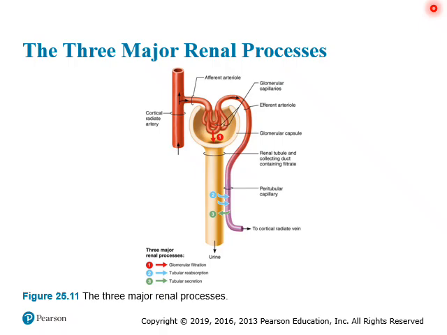Then you have the third process, which you call tubular secretion. The green line right there is tubular secretion, where substances that have already been returned to the blood now go back to the tubes and become part of the urine. Tubular secretion is the selective movement of substances from the blood back to the filtrate in the renal tubules and collecting ducts.